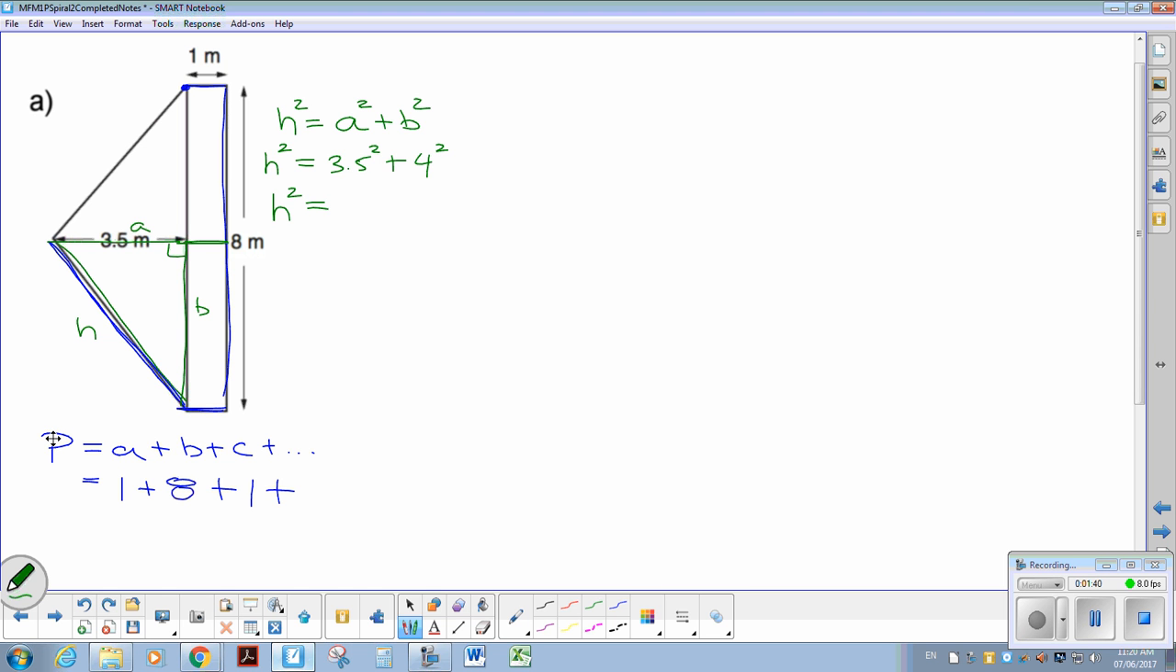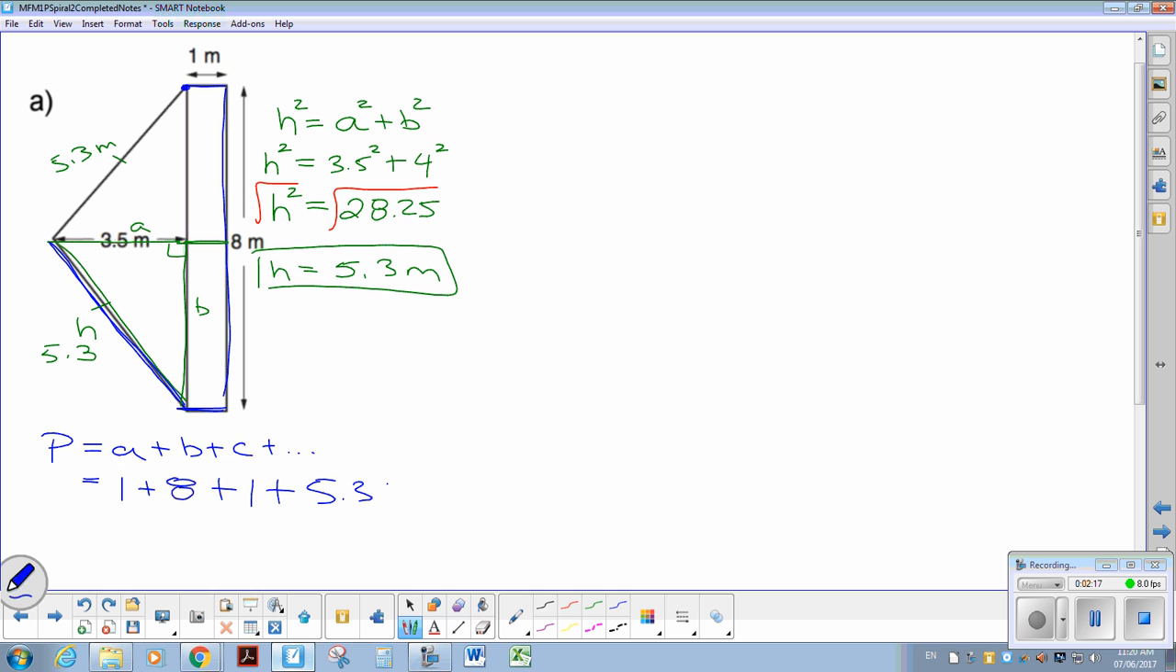So our hypotenuse squared, what we do is we plug that into our calculator. So 3.5 squared plus the 4 squared, we get 28.25. Then we have to take the square root of both sides because we need to get the hypotenuse by itself. So the square root of the answer is 5.3 meters. All right, so that is going to be 5.3. Fortunately, this is an isosceles triangle, so that allows us to find both sides in one calculation. So 5.3 plus the final leg is 5.3.